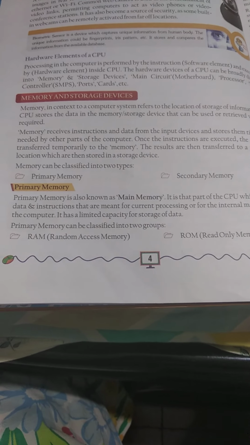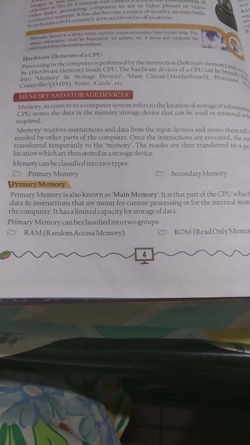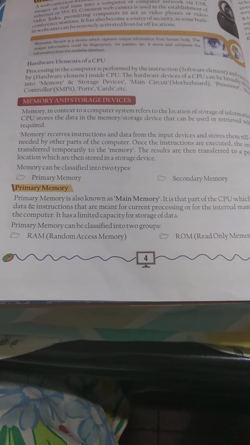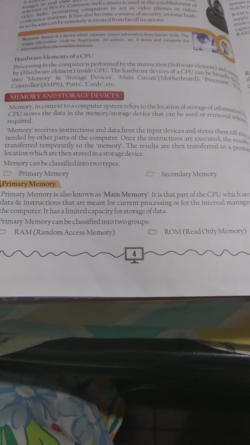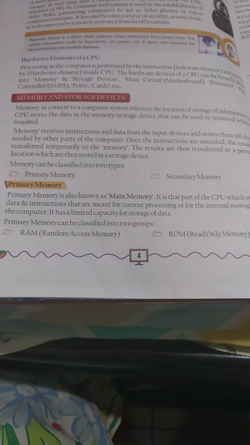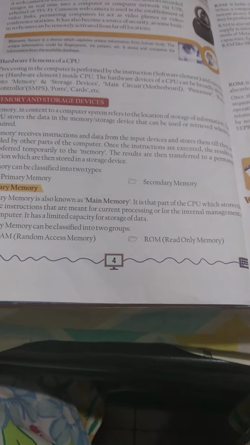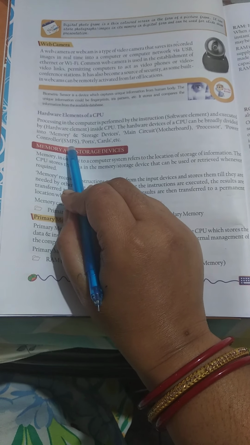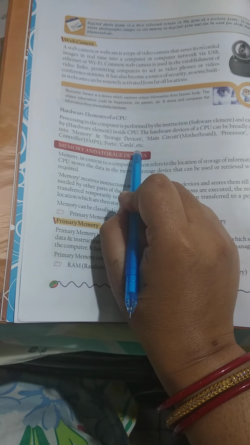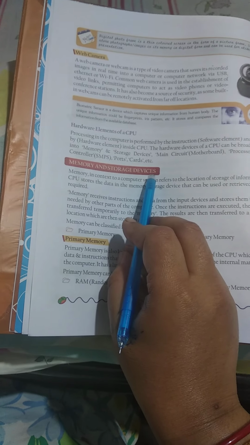Children, as you have read in your earlier classes, a computer is a combination of software and hardware elements. Now, the hardware devices of CPU are broadly categorized into memory and storage device, the main circuit, the processor, and the power controller, that is SMPS, and ports and cards. So in today's class we will study about the memory and storage devices.